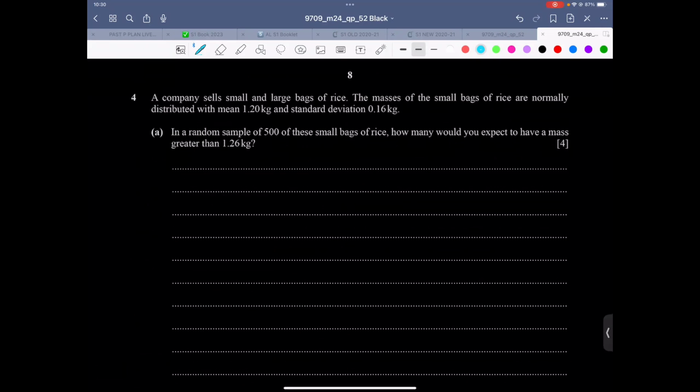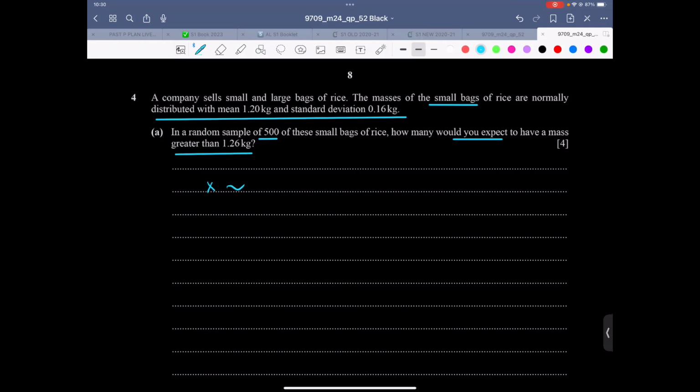Question number 4. Let's start underlining. A company sells small and large bags of rice. So we're starting with the small bags. They are normally distributed with such and such, in a random sample of 500. How many would you expect to have a mass greater than 1.26? So just a usual question.